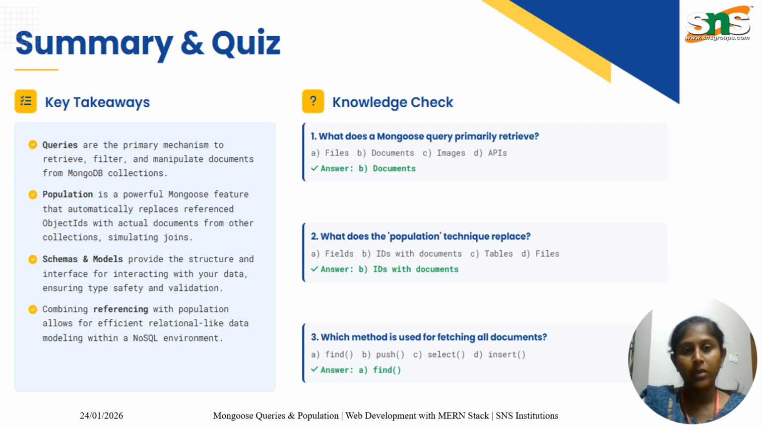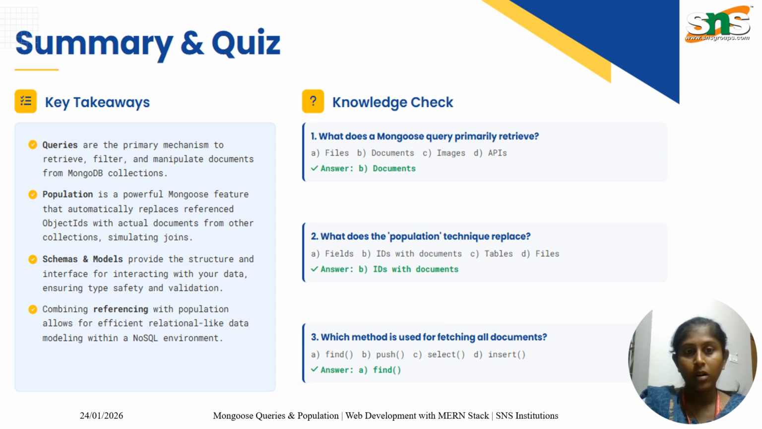Now we'll quickly summarize. We started with schemas and models, which define the structure of data, then explored queries, which allow us to retrieve and manipulate data efficiently. Next, we addressed data relationships using reference schemas and population, which simulate joins in MongoDB. We also looked at filtering, sorting, and advanced queries, which help refine and optimize data retrieval. Finally, through a real-world case study, we saw how all these concepts come together in a scalable application.